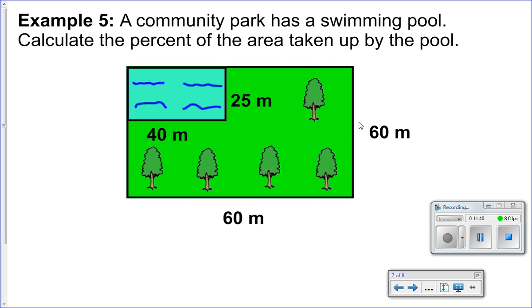But then we also need to calculate the area of the entire park, and those dimensions are 60 meters by 60 meters. And no, folks, this diagram is not drawn to scale. Okay, but again, there's your hint. Find the area of the swimming pool first, then find the area of the entire community park. So pause the video and take a couple of minutes to try out this problem, and then we'll see how we did in tomorrow's class.